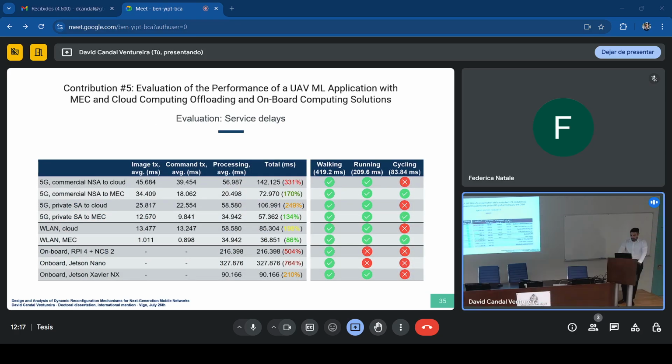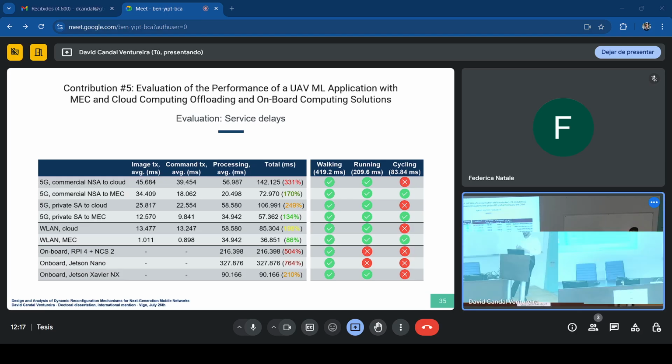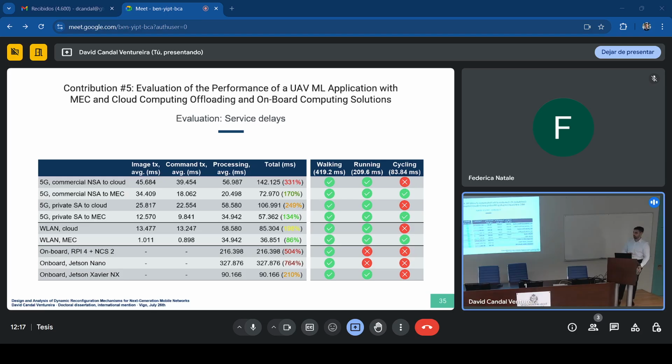The evaluation we made consisted in measuring the total service delay, considering as the time elapsed from when we capture the image to when we receive a command from the offloading server to command the drone to move. And we performed this evaluation for all these configurations, comparing cloud computing, edge computing, and onboard computing.